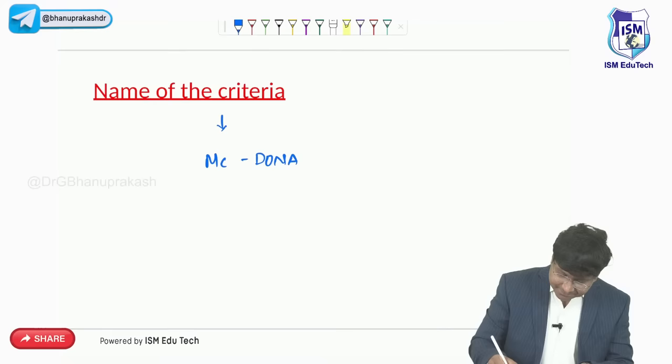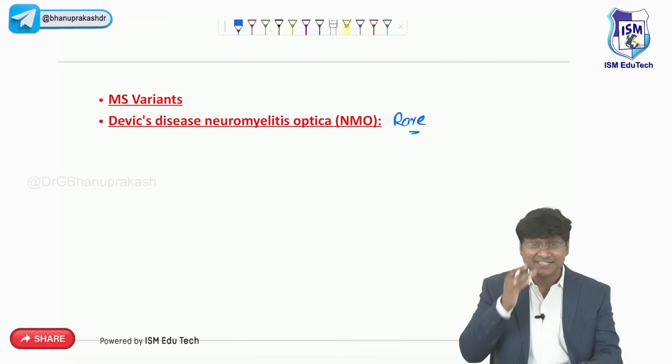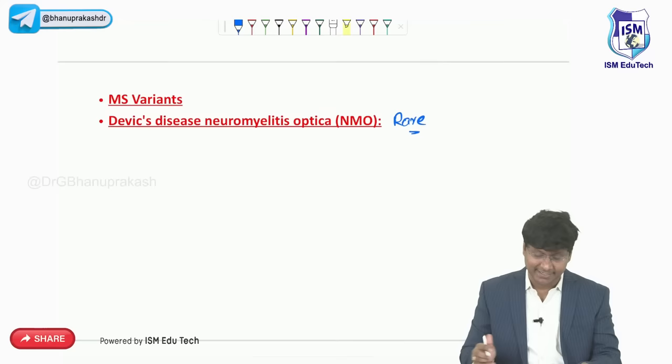Right, the name of the criteria is McDonald's criteria. And we have one rare form of multiple sclerosis. Can anyone tell me what this is? Devic's disease, which is also called neuromyelitis optica. So what is the criteria to call it Devic's disease?